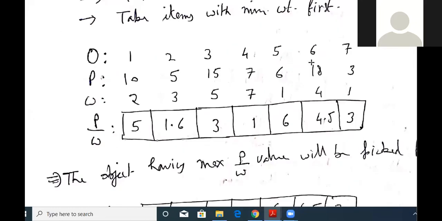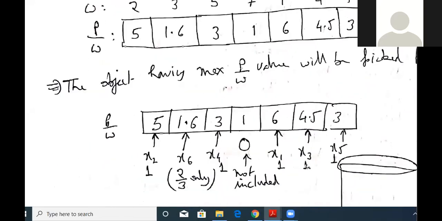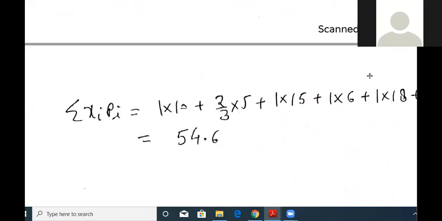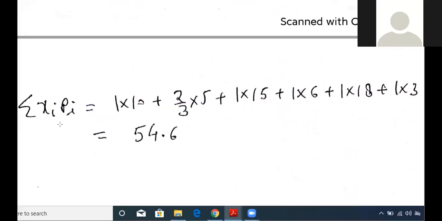Again the x value and the profit associated with it, and again the profit associated with the remaining values. So this way we are going to calculate the xi into pi value. I have placed this note on the classroom, so you have to calculate it by yourself and check the given condition. So you have calculated the xi pi value.